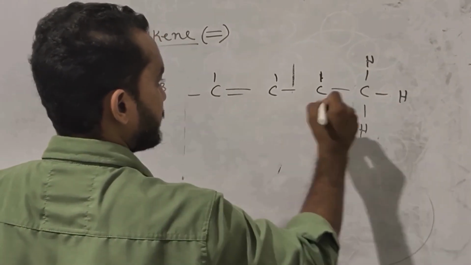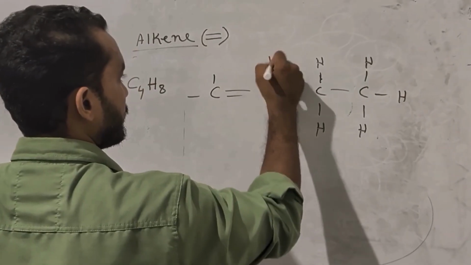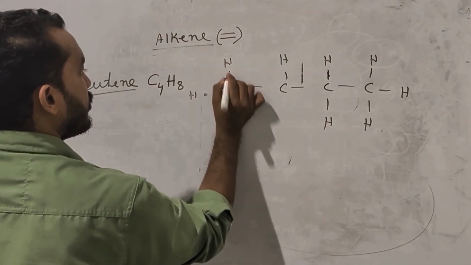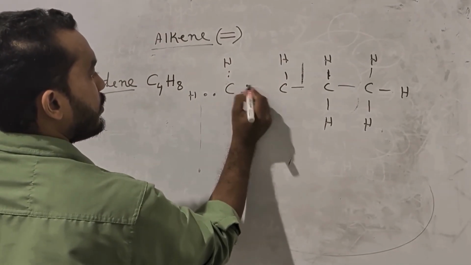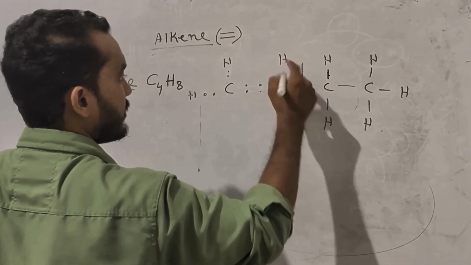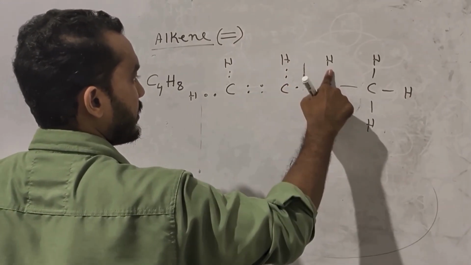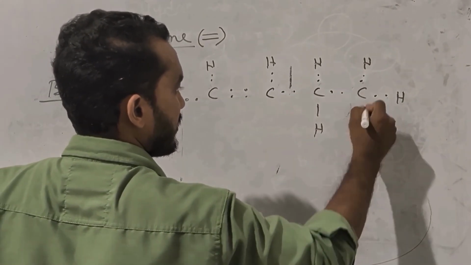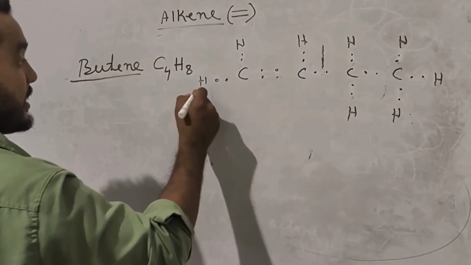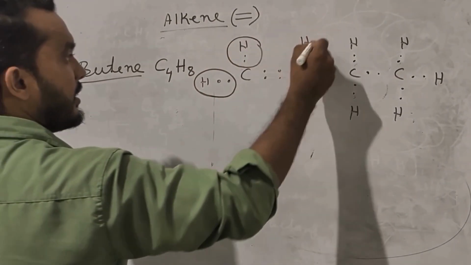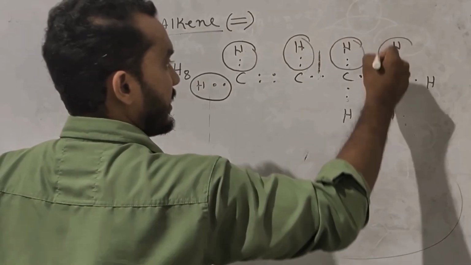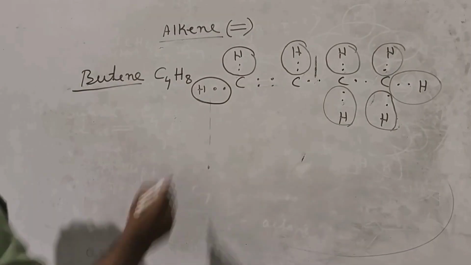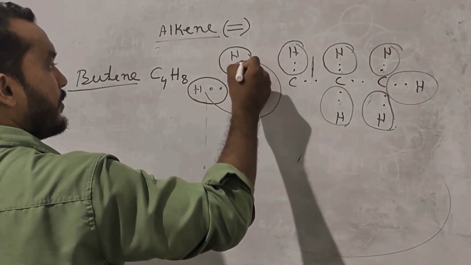There will be the hydrogen. So for one bond, 2 pair of electrons. For one bond, 2 pair of electrons. 2 pair, 2 pair, 2 pair. Okay, there will be 2 pairs. You need to now circle the hydrogen. You just circle hydrogen first, then carbon.